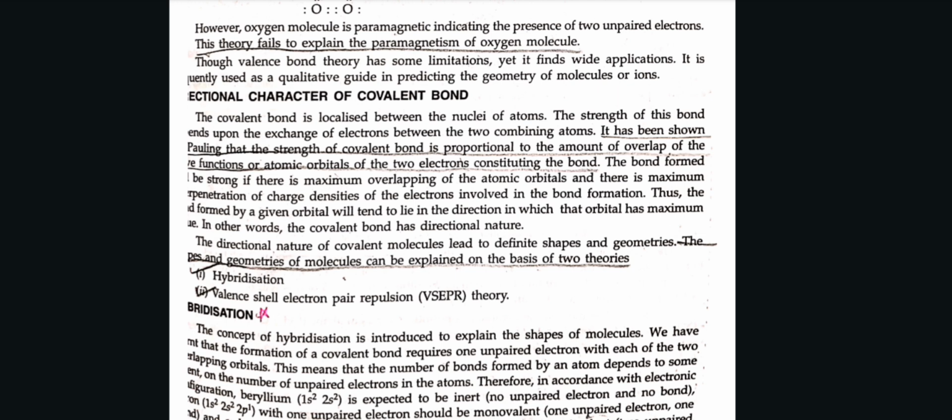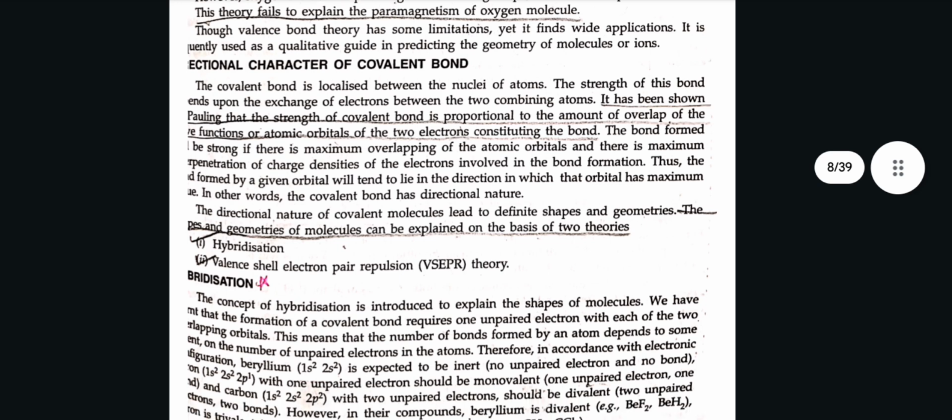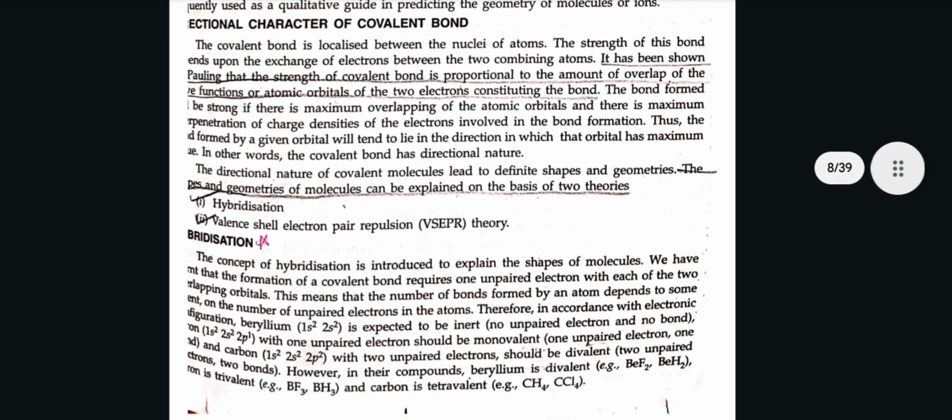Thus, the bond formed by a given orbital will tend to lie in the direction in which that orbital has maximum overlap. In other words, the covalent bond has directional nature. The directional nature of covalent bond leads to definite shape and geometry of molecules. The shape and geometry of molecules can be explained on the basis of two theories: hybridization, and valence shell electron pair repulsion, which is also known as VSEPR theory.